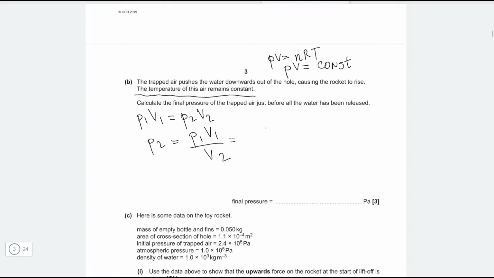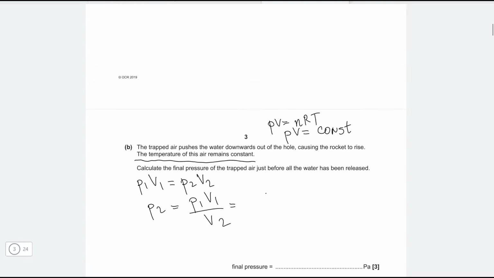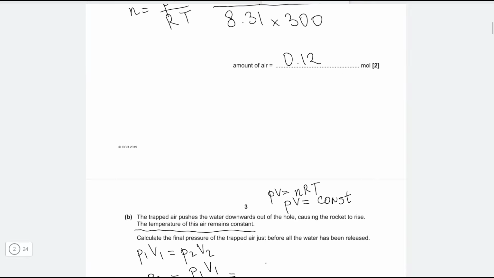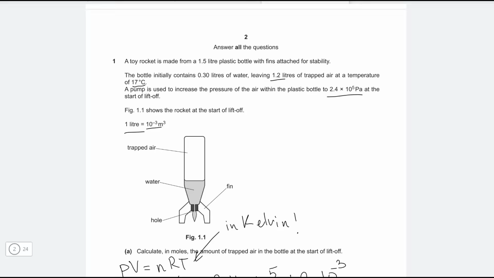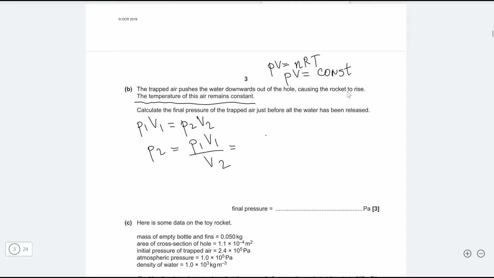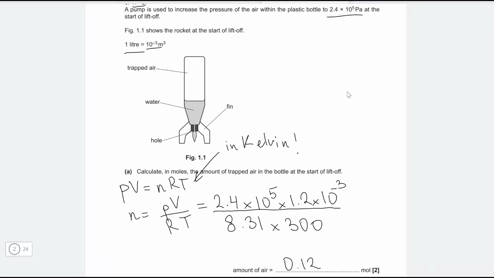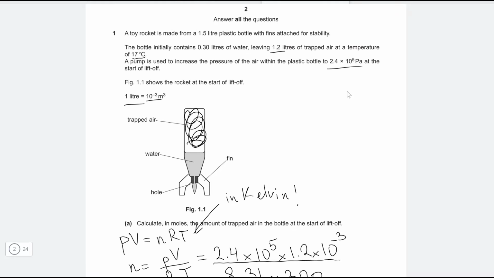Okay, well, let's have a look at what those values are actually going to be. P1 is just our initial pressure before the water is pushed downwards, and this was given in the question just over here. So that's 2.4 times 10 to the power of 5 pascals. So let's write that down: 2.4 times 10 to the power of 5. Now let's multiply that by the initial volume. Before the water is pushed out, our initial volume is this volume here, which is given to be 1.2 liters.